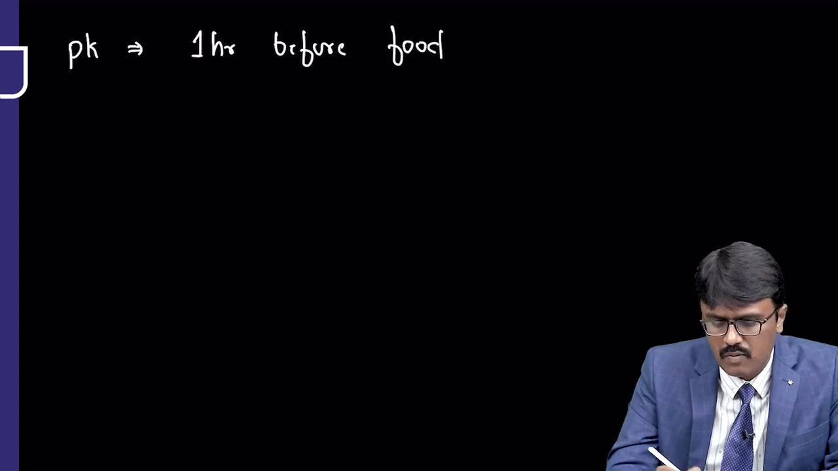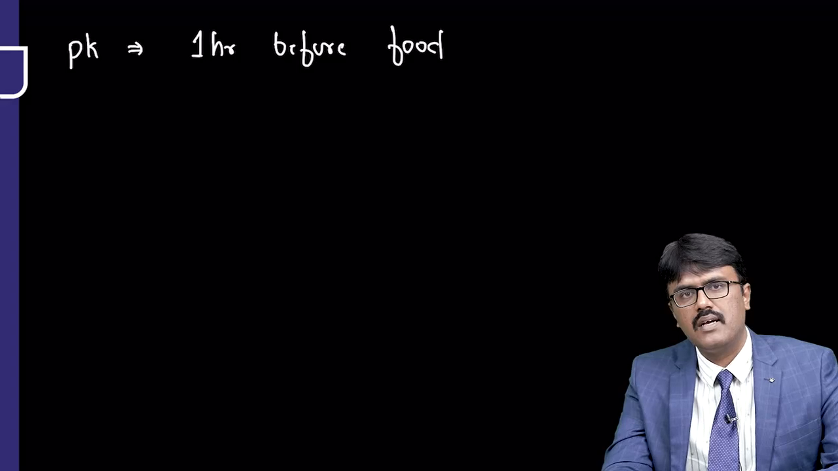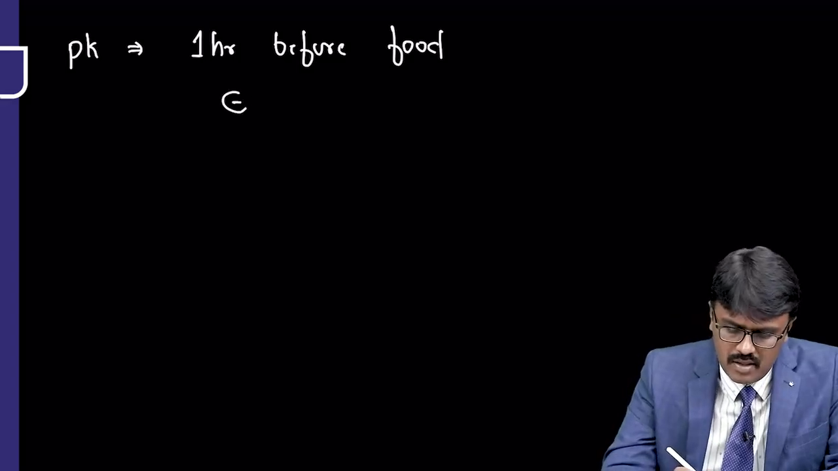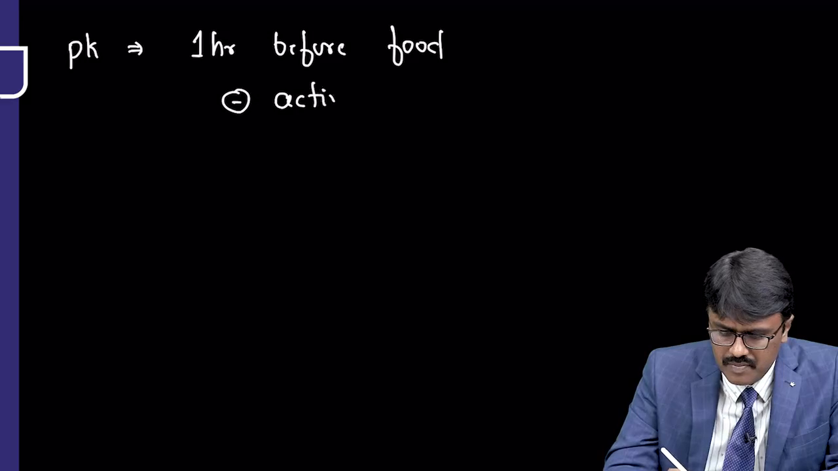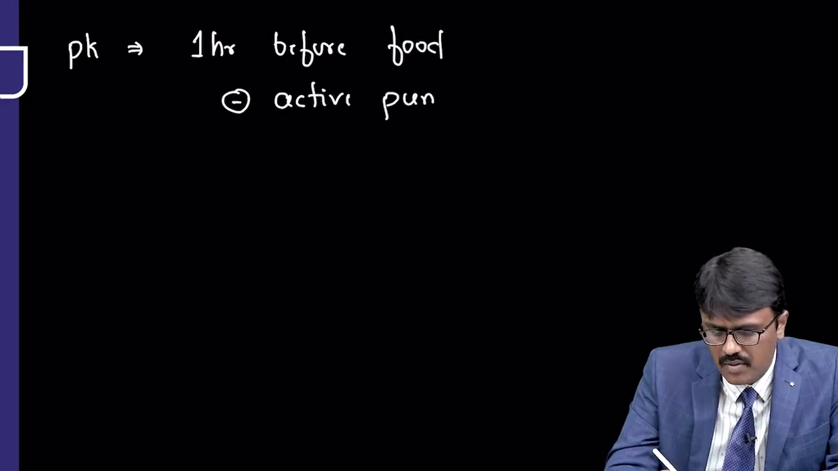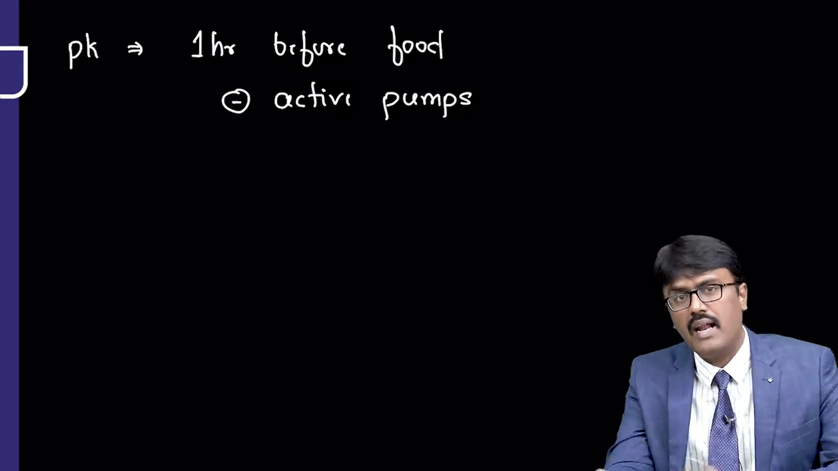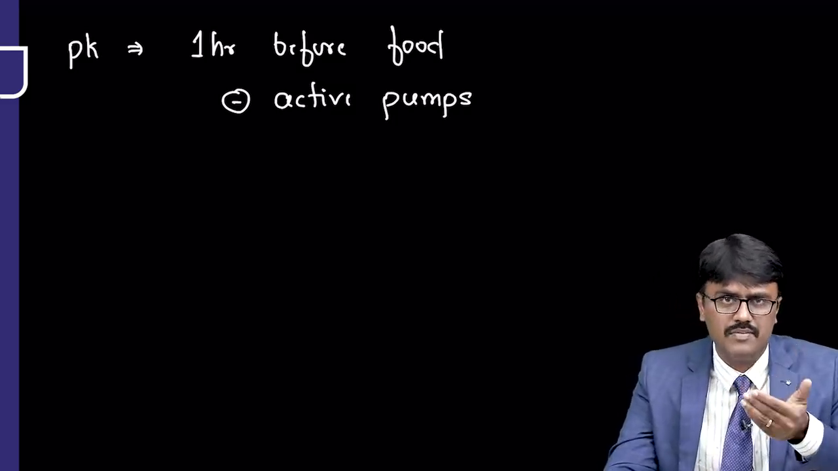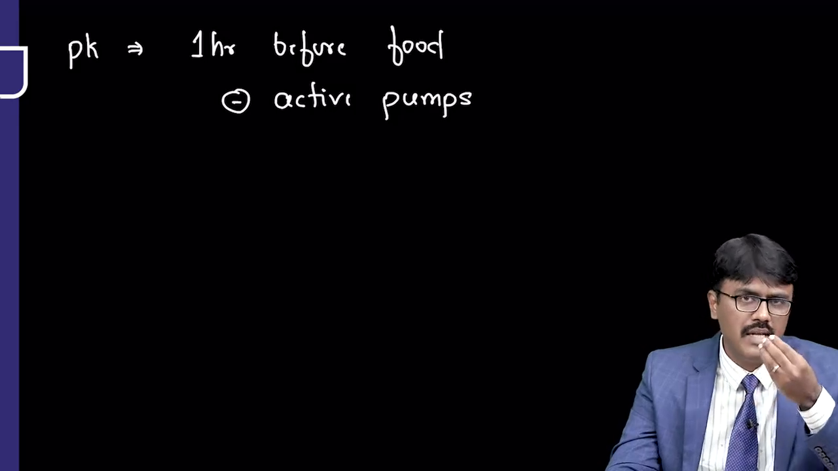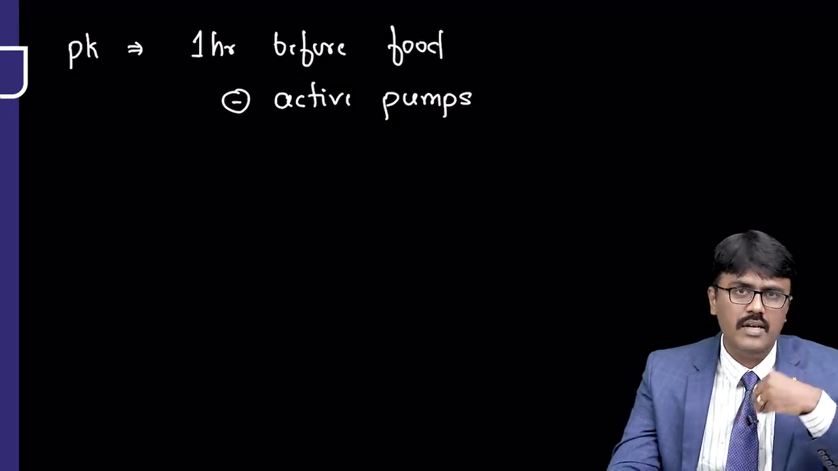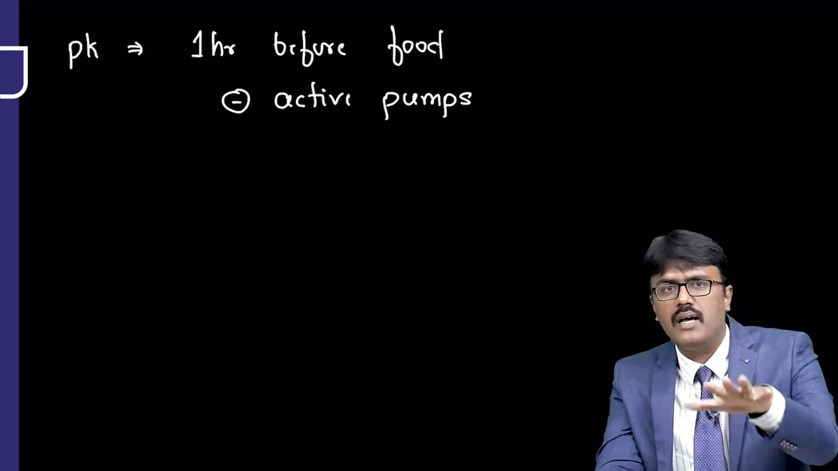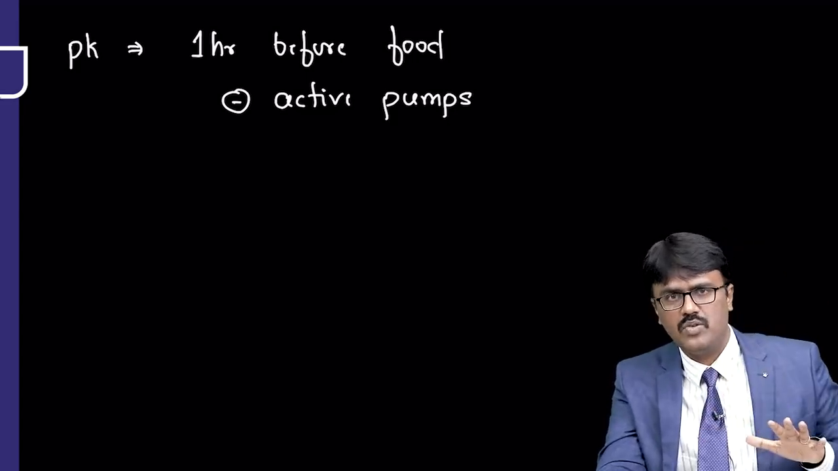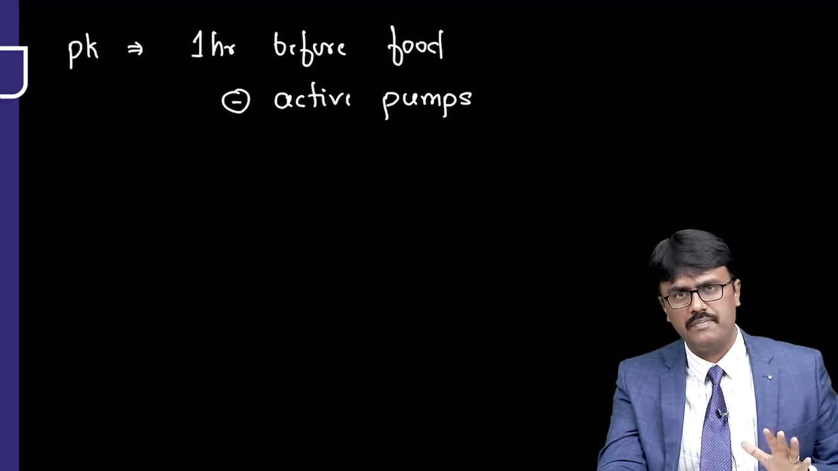Why do we give it 1 hour before food? Because they inhibit the active pumps. Now, the pumps are active when you start taking the food. When you take the tablet, it has to be absorbed, distributed, then come to the site of action. It takes time, around 1 hour when you take it orally.